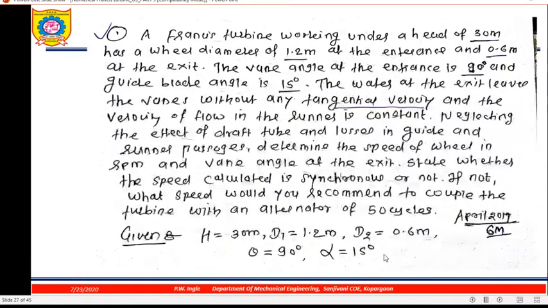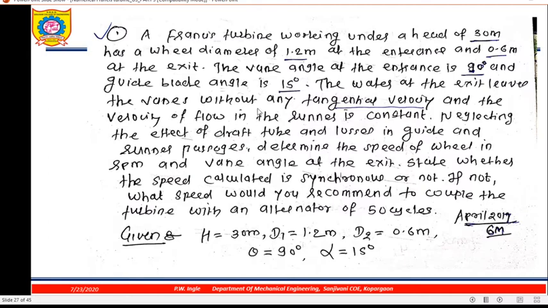I will solve a numerical which was asked in April 2017, 6 marks. A Francis turbine working under a head of 30 meter has a wheel diameter of 1.2 meter at the entrance and 0.6 meter at the exit. So D1 is 1.2, D2 is 0.6. The vane angle at the entrance is 90 degree, theta is 90, and guide blade angle is 15, so alpha angle is 15.